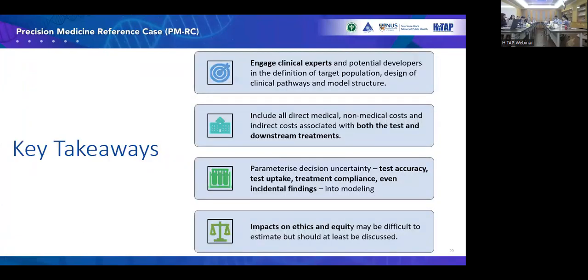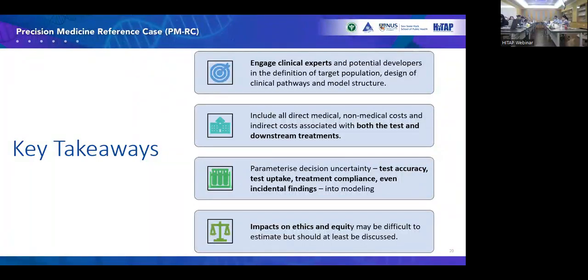Okay, so as I said, the take-home message from using this reference case is to engage clinical experts and manufacturers in the definition of target population, clinical pathways, and model structure. Engage them early, even in the early developmental stages.